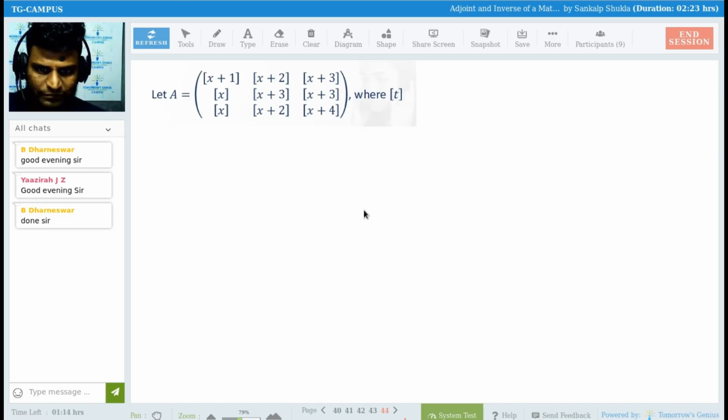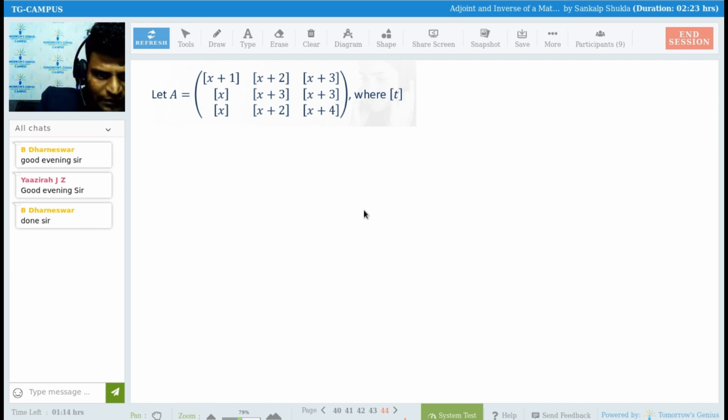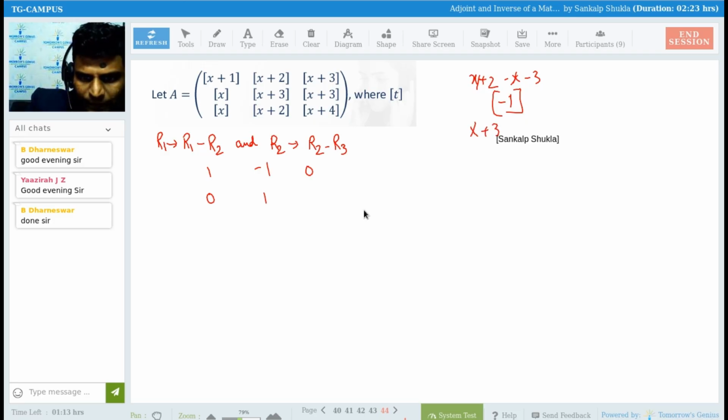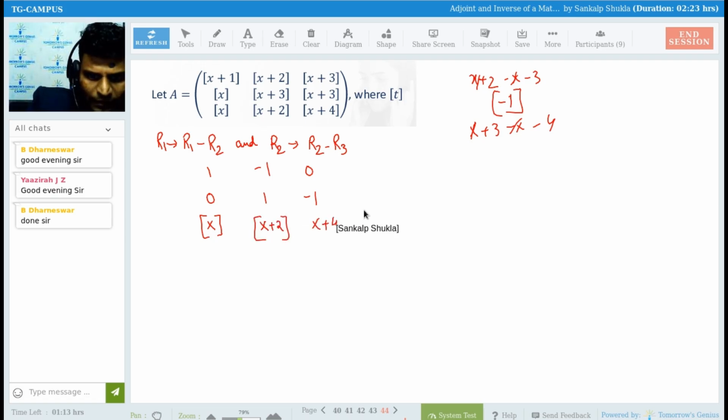This is the question, right? Once I apply R1 minus R2 inside R1, and in R2 I have applied R2 minus R3, x plus 1 minus x is 1. x plus 2 minus x plus 3 is x plus 2 minus x minus 3, which is 2 minus 3, that is minus 1, and GIF of minus 1 is minus 1. This is 0 and this is 0 again. x plus 3 minus x minus 4 will again be minus 1. And the last row is simply GIF of x plus 2 and x plus 4.